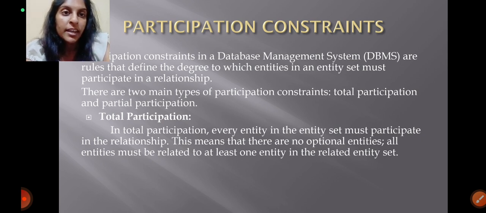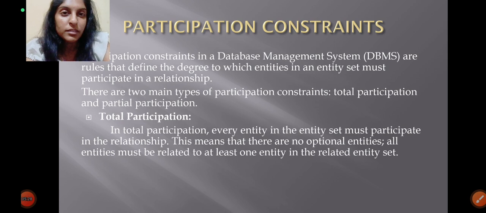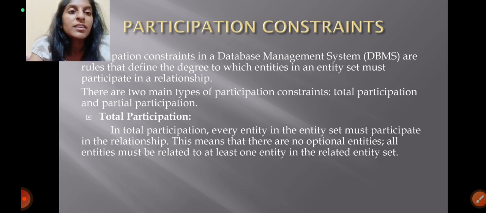Next, participation constraints in database management systems are rules that define the degree to which entities in an entity set must participate in a relationship. There are two main types of participation constraints: total participation and partial participation. Total participation: every entity in the entity set must participate in the relationship. This means that there are no optional entities. All entities must be related to at least one entity in the related entity set.